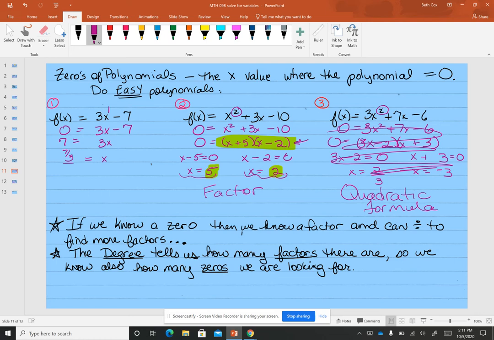Okay? And so, if we know a 0, then we know a factor, and we can divide to find more factors. The degree tells us how many factors there are. If it's quadratic, we have 2 factors. If it's a 3rd degree, there's a possibility of 3 factors. If it's a 4th degree, we're looking at 4 factors, and that's how many zeros we're going to have. All right. So if we're looking at a 3rd degree polynomial, we're looking for 3 answers.